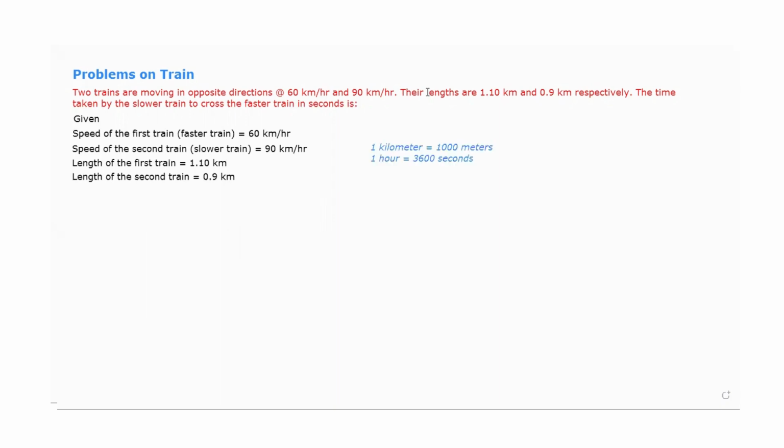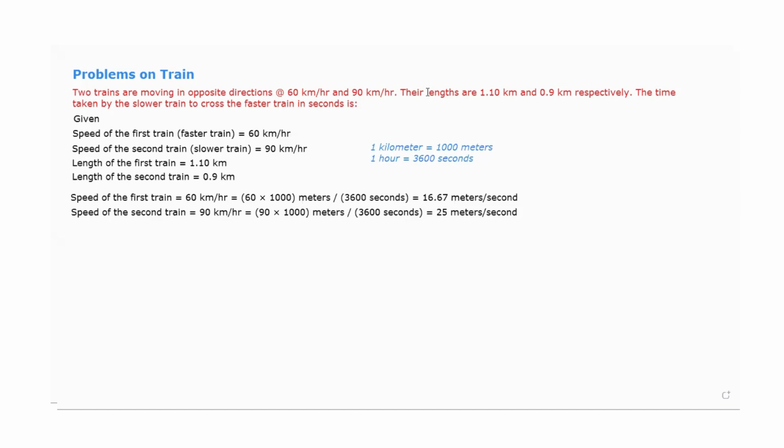1 kilometer equals 1,000 meters. 1 hour equals 3,600 seconds. Converting the speeds, speed of the first train equals 60 kilometers per hour equals 60 times 1,000 meters over 3,600 seconds, equals 16.67 meters per second, approximately. Speed of the second train equals 90 kilometers per hour equals 90 times 1000 meters over 3600 seconds, equals 25 meters per second. Now, we need to determine the relative speed between the two trains.